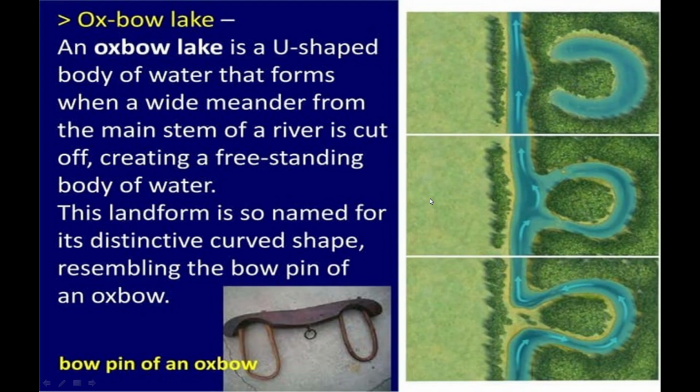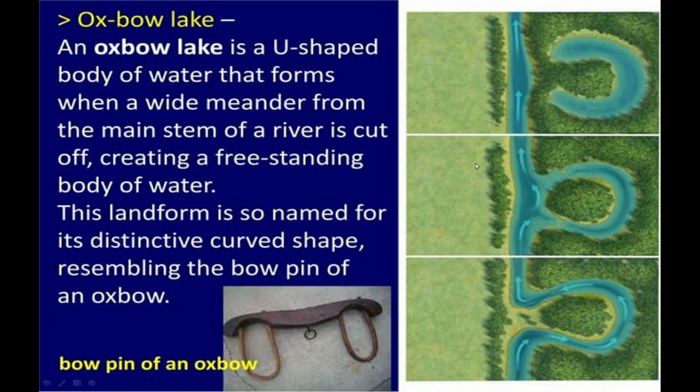Due to continuous erosion and deposition along the sides of the meanders, we can see here the ends of the meander loop come closer and closer. In due course of time, the meander loops cut off from the river. Here we can see they come closer and here they cut off. Cut off from the river, it forms a cut off lake, also called an Oxbow Lake. Here we can say this is the Oxbow Lake.